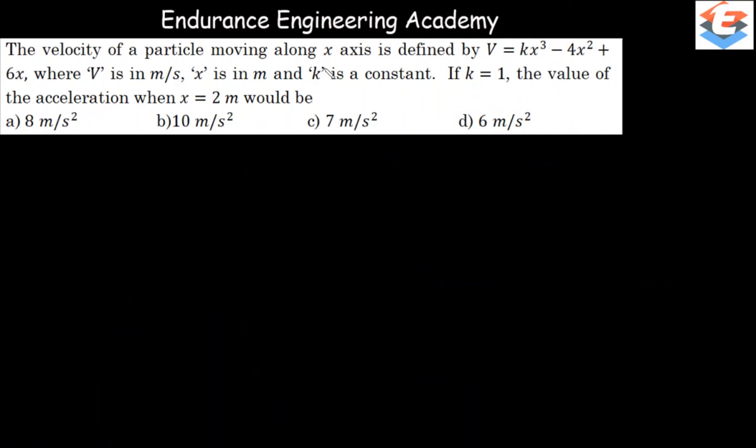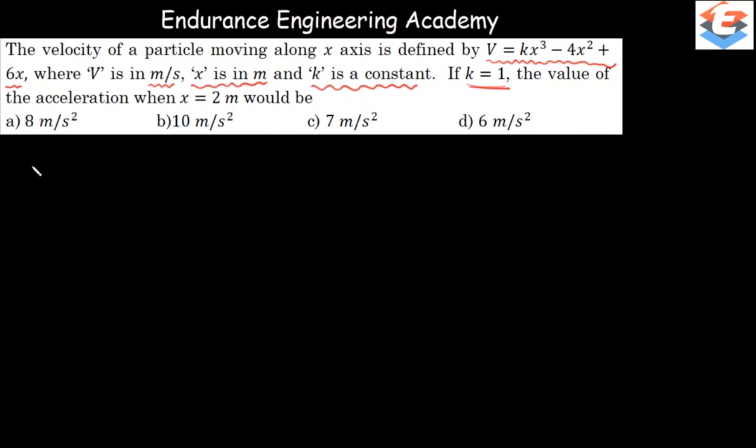Velocity of a particle moving along x-axis is defined by v is equal to kx cube minus 4x square plus 6x, where v is in meter per second, x is in meter, and k is a constant. If k is equal to 1, the value of acceleration when x is equal to 2 meter would be dash. Listen, this is a good question.